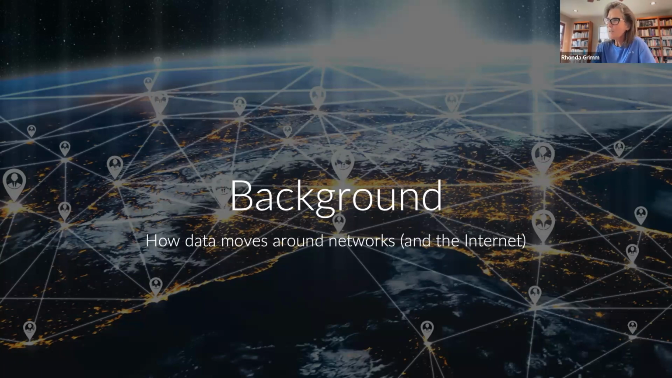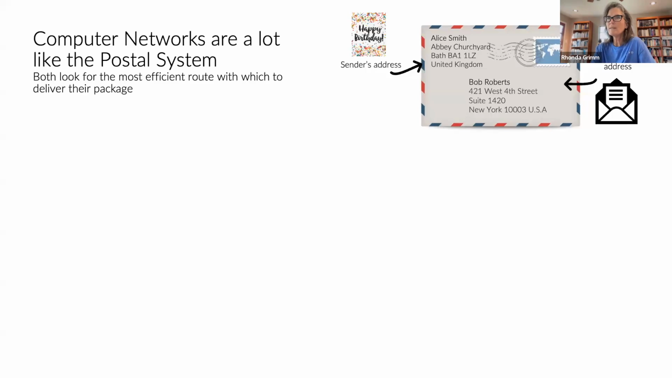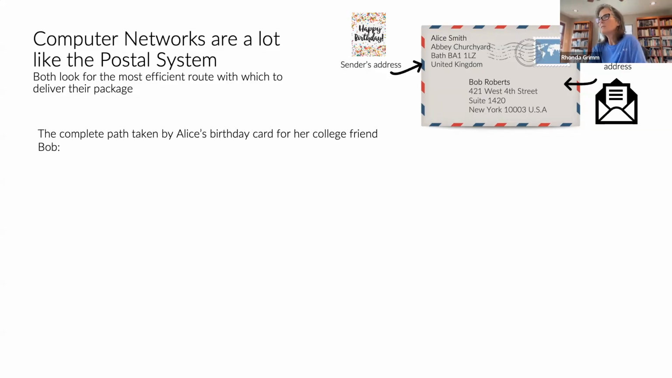So let's start with a loose analogy that computer networks are a lot like the postal system. Both are trying to send things around this huge network in the most efficient way possible. Let's say Alice has a birthday card for her college friend, Bob. Alice lives in the UK and Bob lives in New York. And if you're a letter, you want the best path possible.